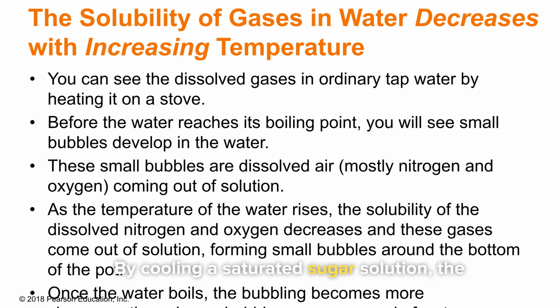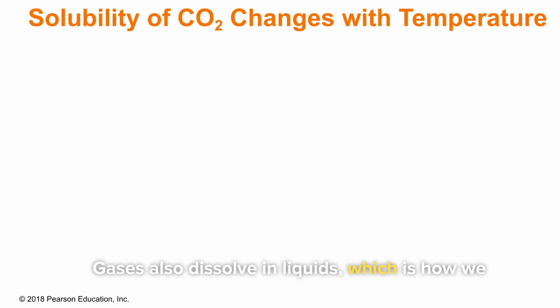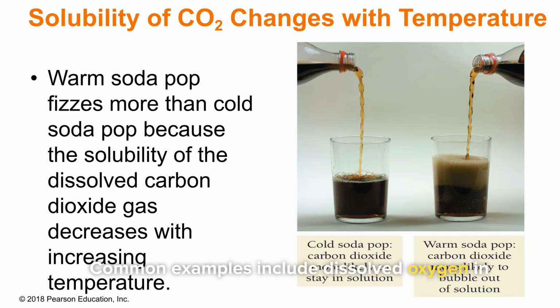By cooling a saturated sugar solution, the liquid becomes supersaturated, forcing sugar molecules to crystallize onto a string over several days. Gases also dissolve in liquids, which is how we get the carbonation in soda. Common examples include dissolved oxygen in natural water sources for aquatic life and the various gases present in our own blood.